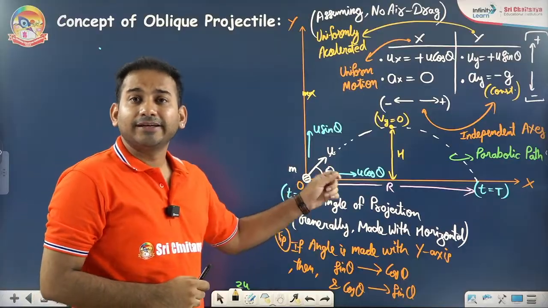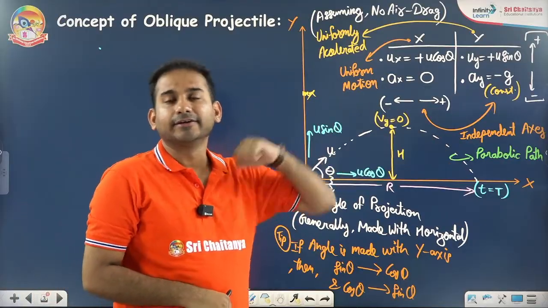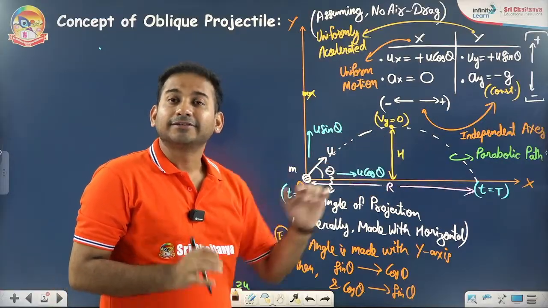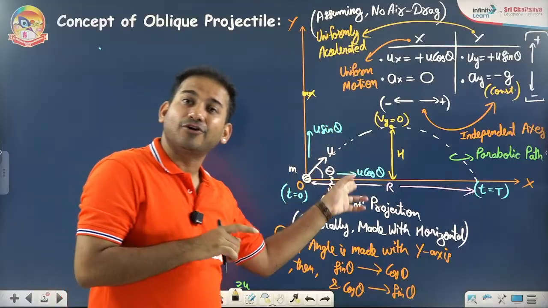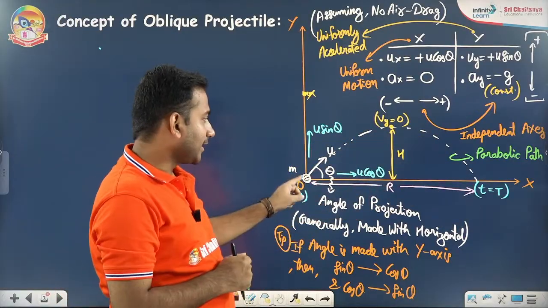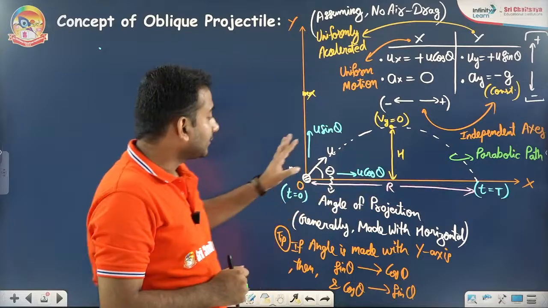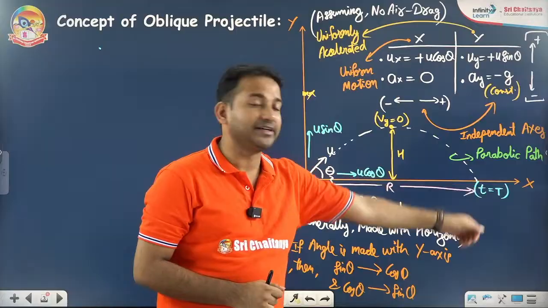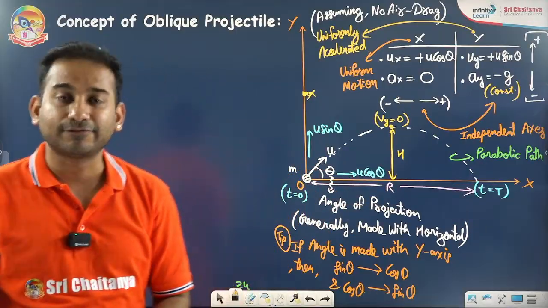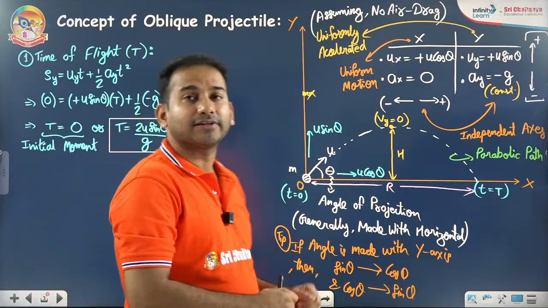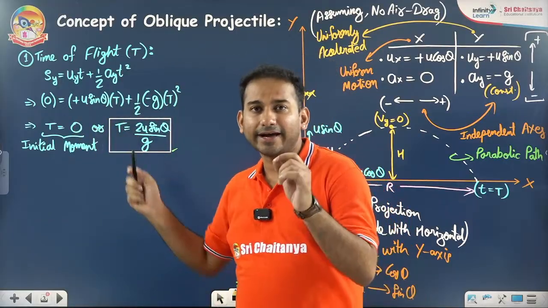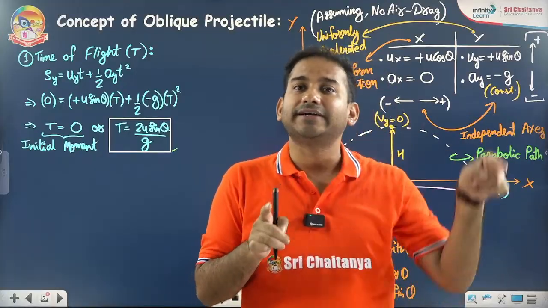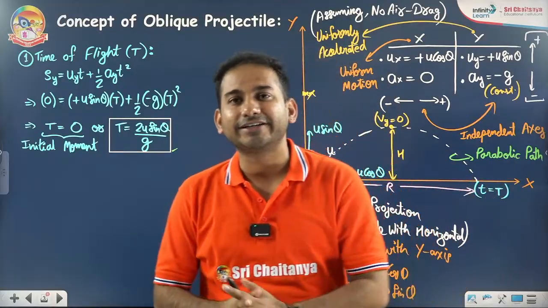It means the time for which the body is flying, the time for which the body is in the air, the time after which the body falls back on the ground, or the time after which the body lands back on the x-axis. That time is called time of flight. So what is the condition of time of flight? The condition is that the body must be landing back on the x-axis. If the body is landing back on the x-axis, its y coordinate is going to be 0.